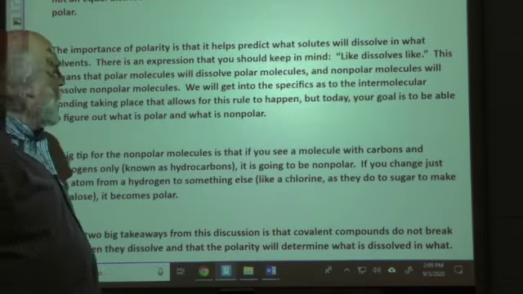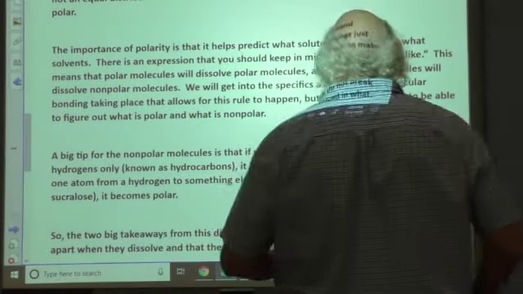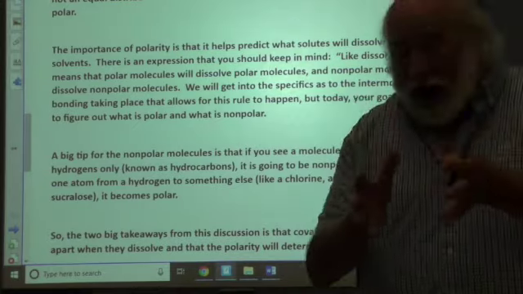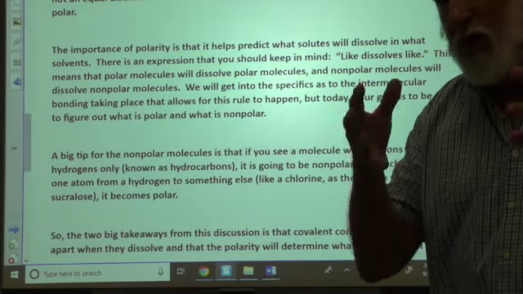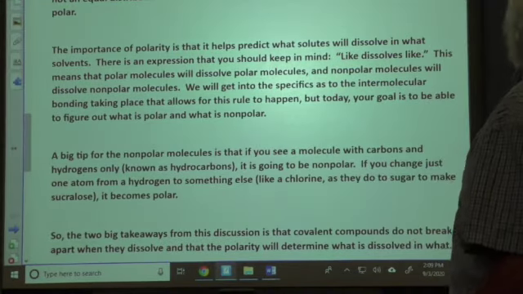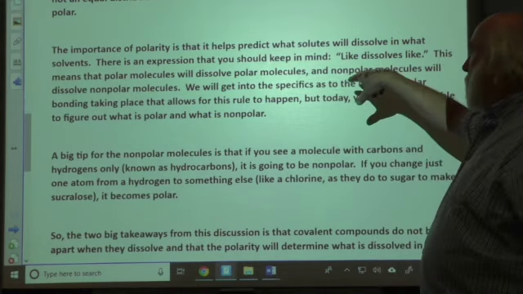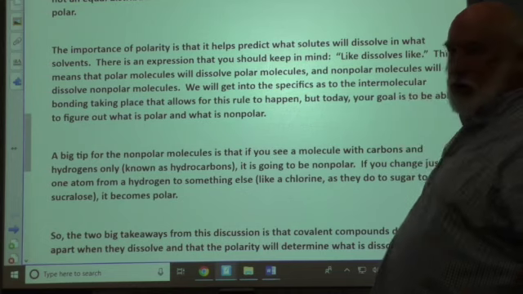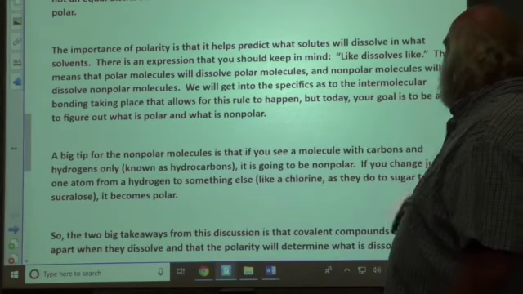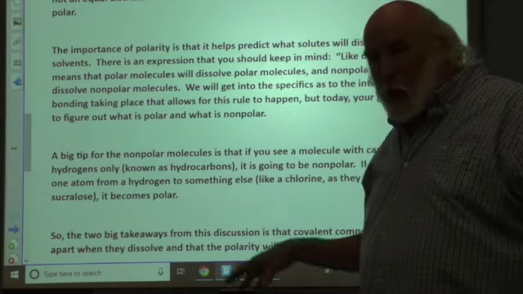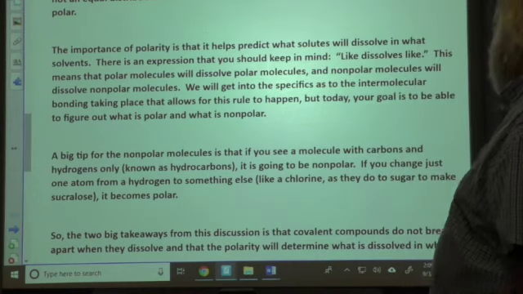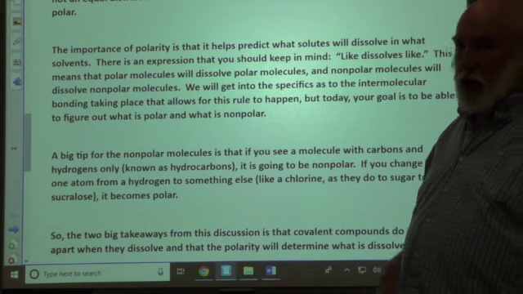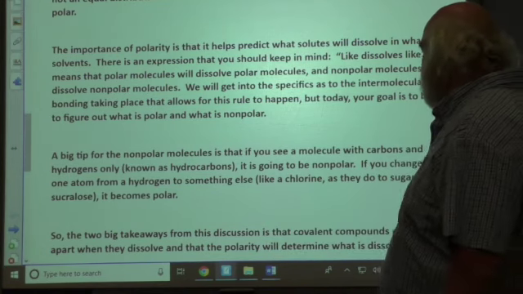The importance of polarity is that it helps predict what solutes will dissolve in what solvents. And that's really important. Why do things dissolve the way they do? That's what this is all about. This means that polar molecules will dissolve polar molecules. When we say like dissolves like, polar dissolves polar, nonpolar dissolves nonpolar. Okay? Water is polar. So guess what? Water is going to dissolve anything that is polar.